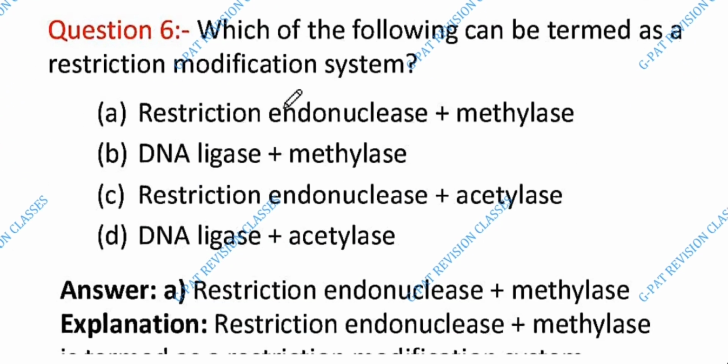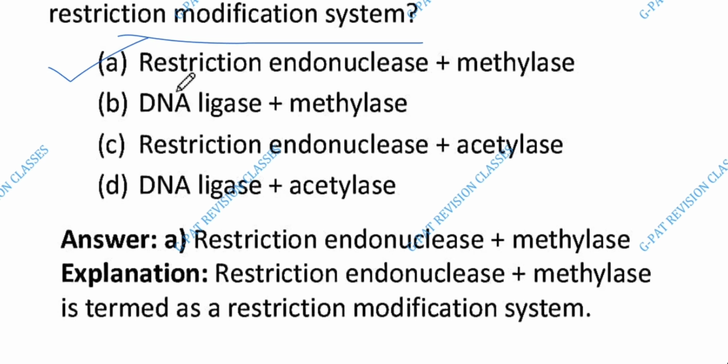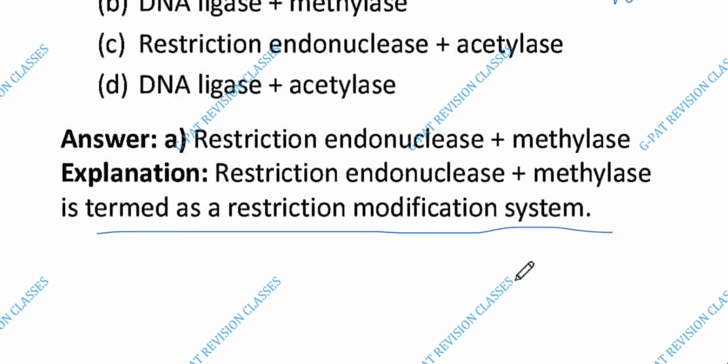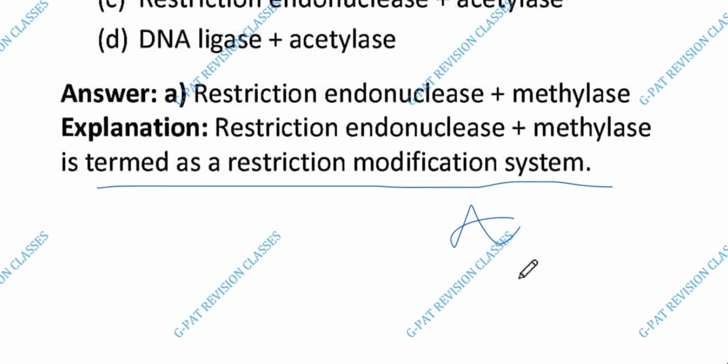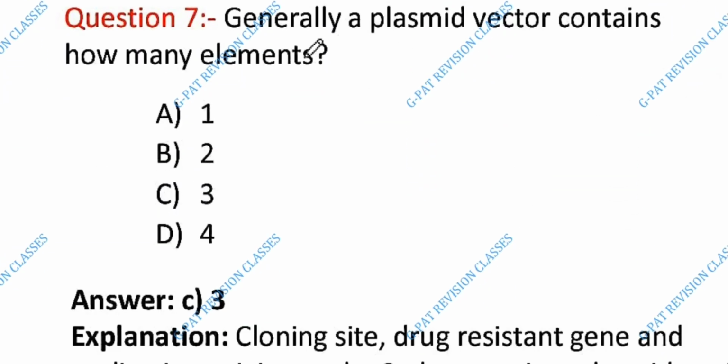Sixth question number. Which of the following can be termed as a restriction modification system? The answer is A, restriction endonuclease plus methylase. Explanation: restriction endonuclease plus methylase is termed as a restriction modification system. The answer is A. Okay. Next is 7 question number.